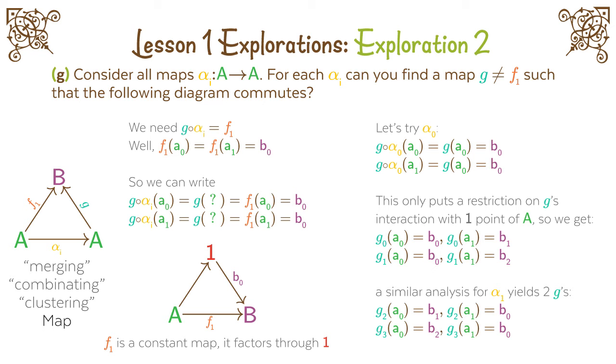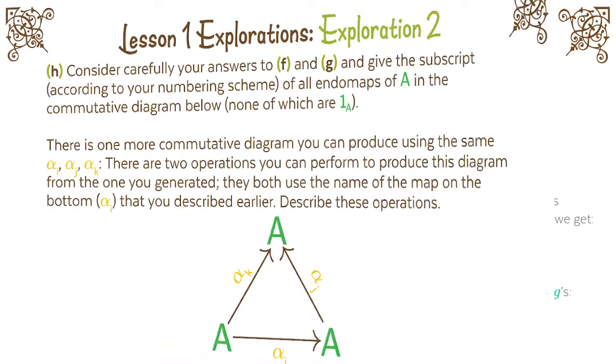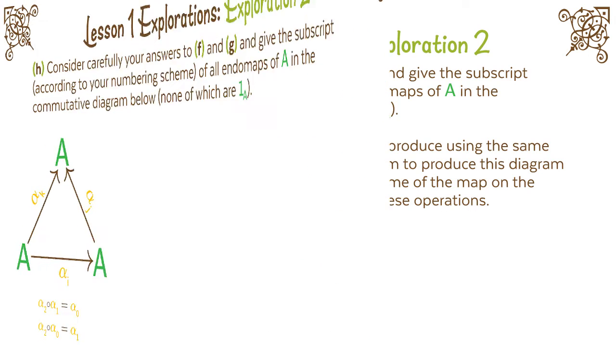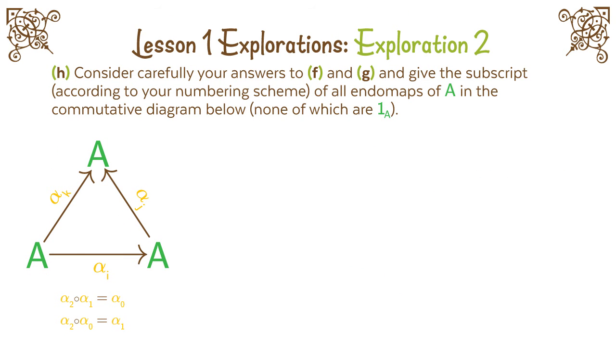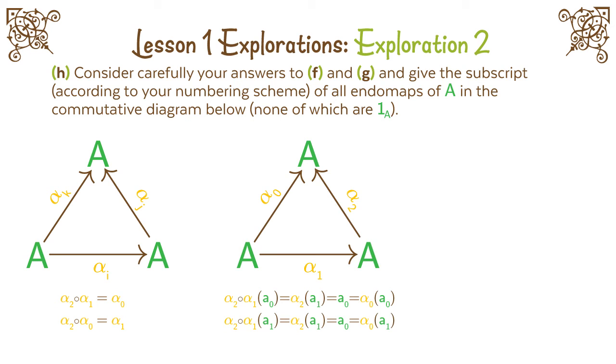Do you notice the relationship between G0 and G2 and between G1 and G3? G2 is a swap of G0, and G3 is a swap of G1. Then we can make a guess in part H and say that alpha 2 following alpha 0 is equal to alpha 1, and alpha 2 following alpha 1 is equal to alpha 0. Because remember, we said that G following F is the same as G of F. So swap of alpha 0 will become swap following alpha 0, and swap of alpha 1 will become swap following alpha 1. So AJ is equal to alpha 2, AI alpha 0, and AK alpha 1.